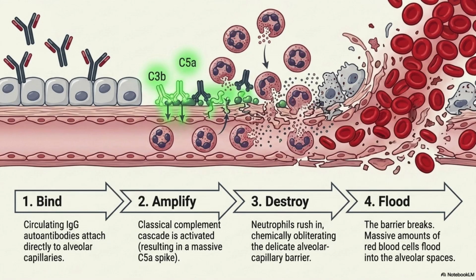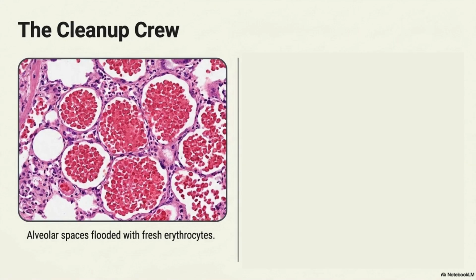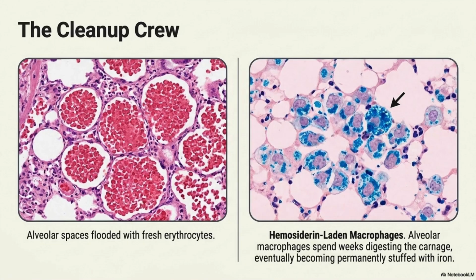Once the bleeding stops, in comes the cleanup crew. The alveolar spaces are now flooded with fresh erythrocytes. To handle this, we see the arrival of hemosiderin-laden macrophages. These alveolar macrophages spend weeks digesting the carnage. As they process the RBCs, they eventually become permanently stuffed with iron.